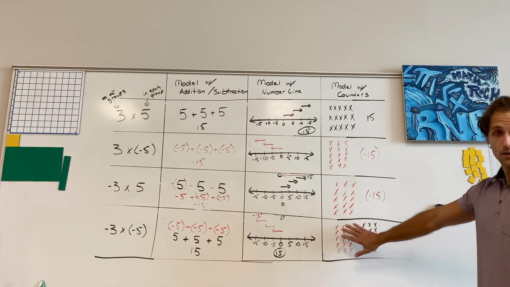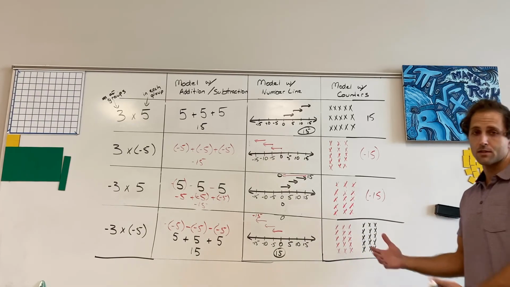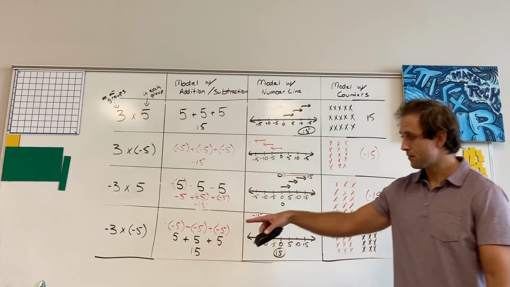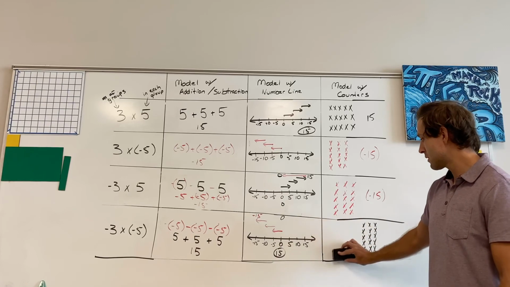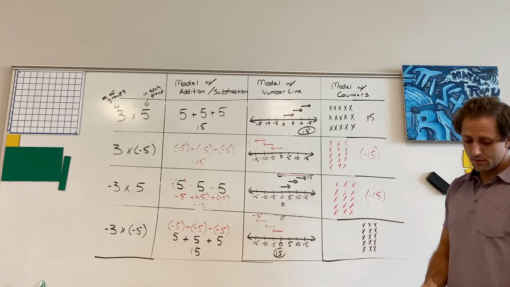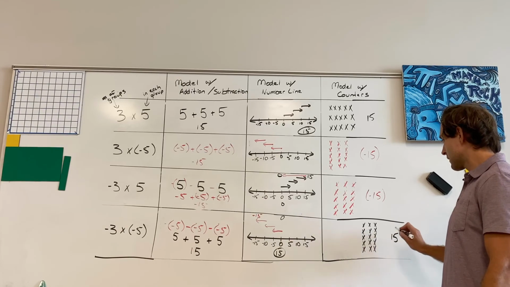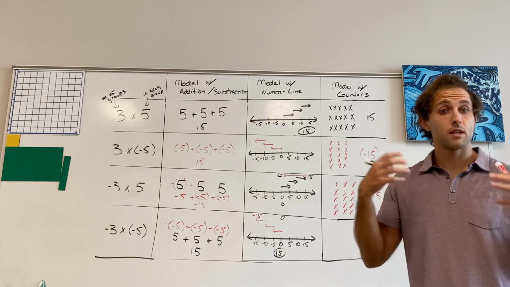This is the easiest picture right here. I'm at 0, I have nothing, right? Because I have 15 negatives and 15 positives, I just have 0 pairs. So what if I wanted to remove 3 groups of -5? What do I have? Positive 15.